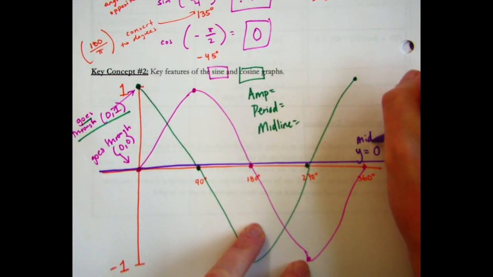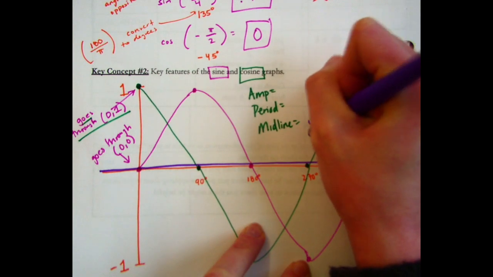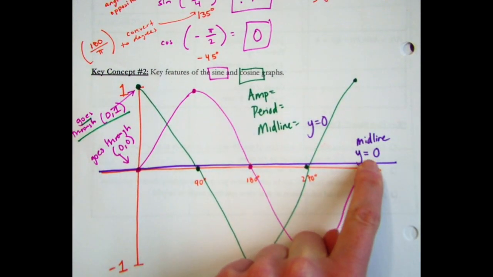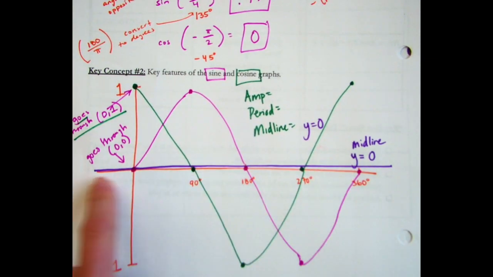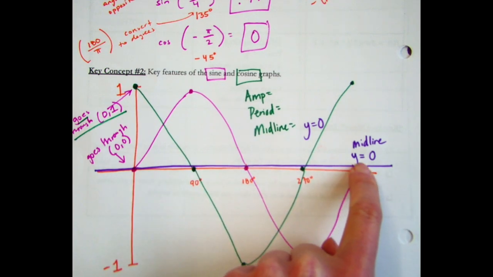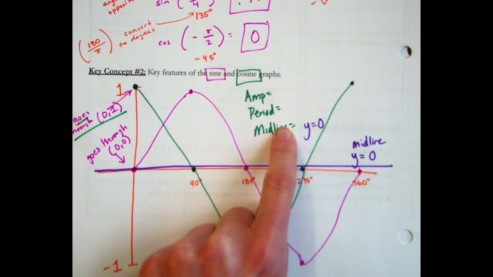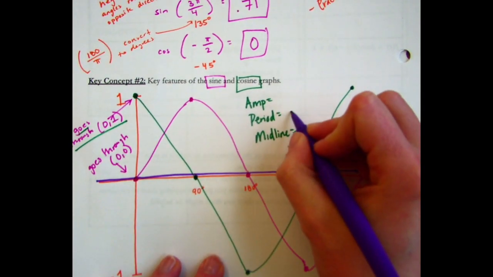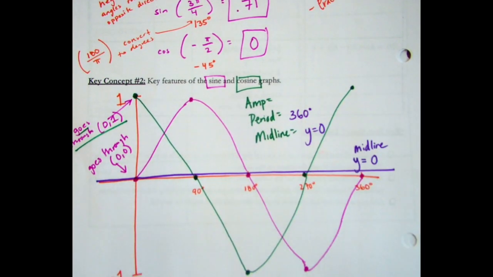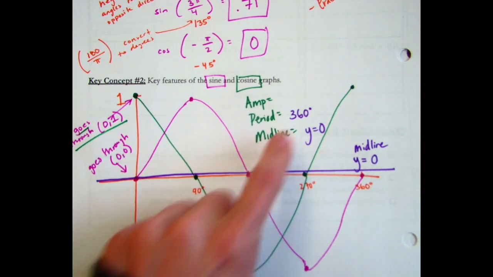The period for the sine and cosine function is always going to be 360 degrees because that's the number of degrees in a full rotation of the unit circle. The period can also be written as 2 pi if you graph in radians. So either one of those answers is true, 360 or 2 pi. They're both a full rotation around the circle.